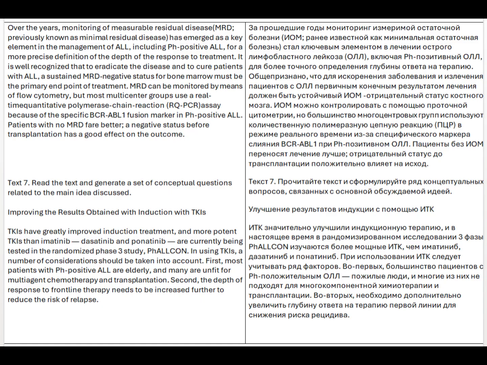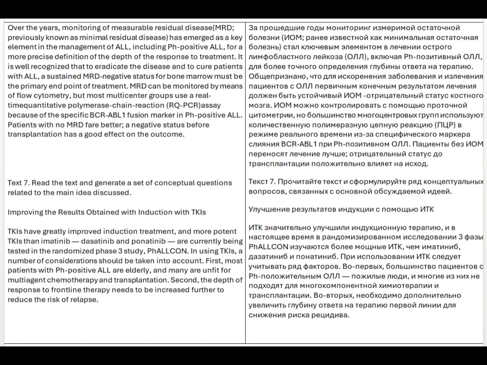MRD can be monitored by means of flow cytometry, but most multicenter groups use a real-time quantitative polymerase chain reaction (RQ-PCR) assay because of the specific BCR-ABL1 fusion marker in Ph-positive ALL. Patients with no MRD fare better. A negative status before transplantation has a good effect on the outcome.